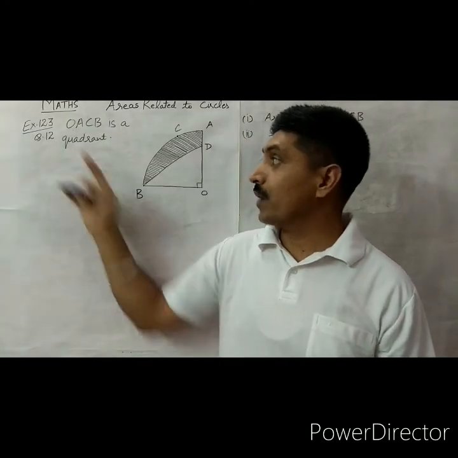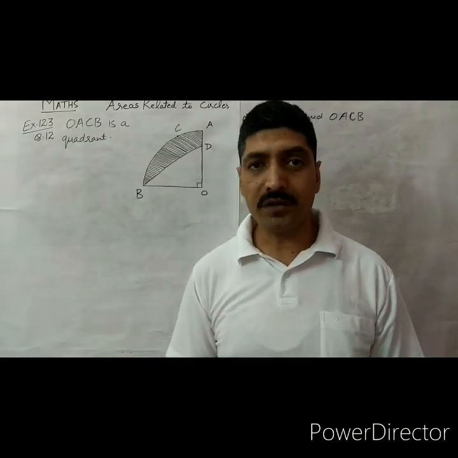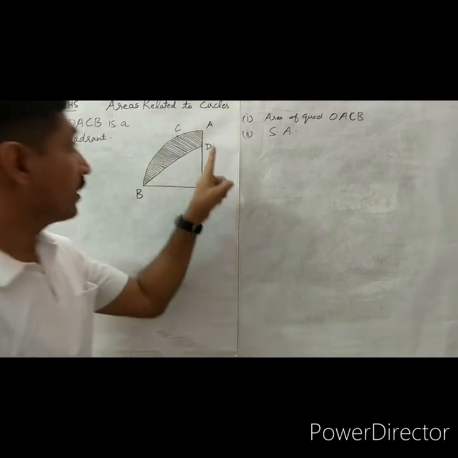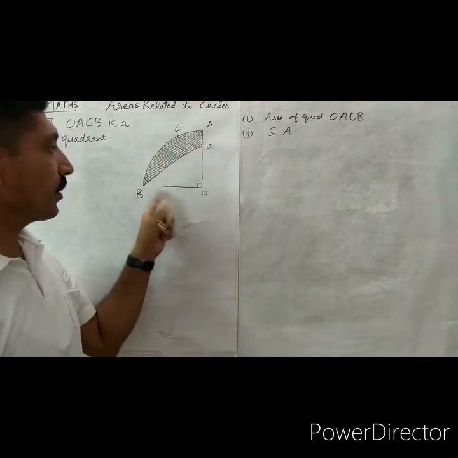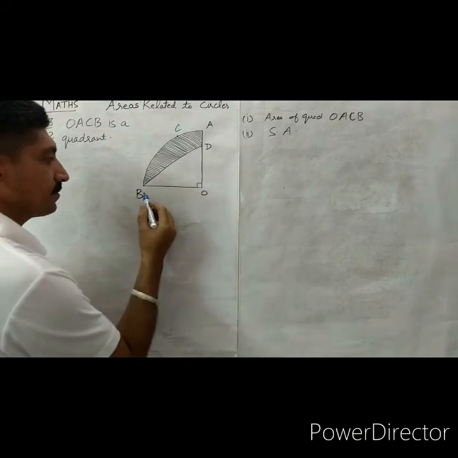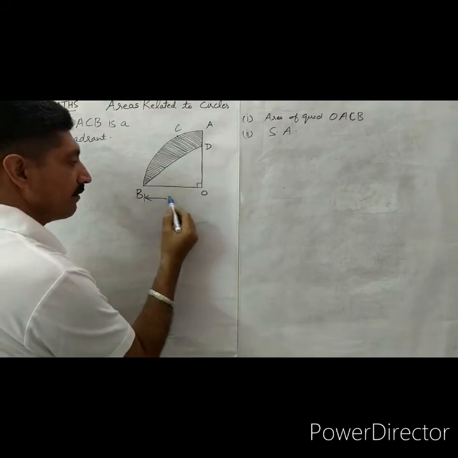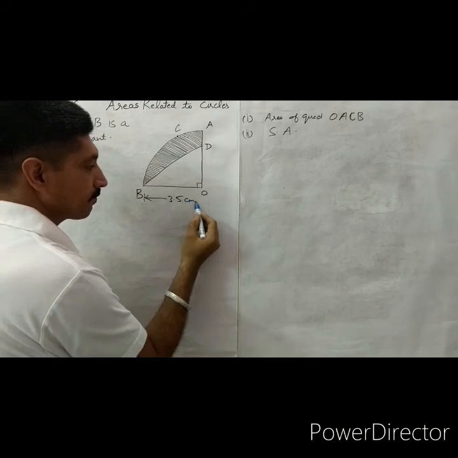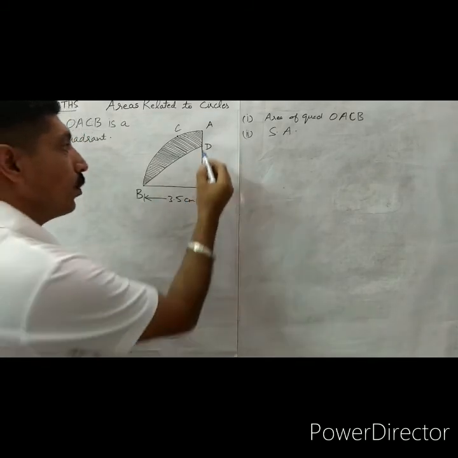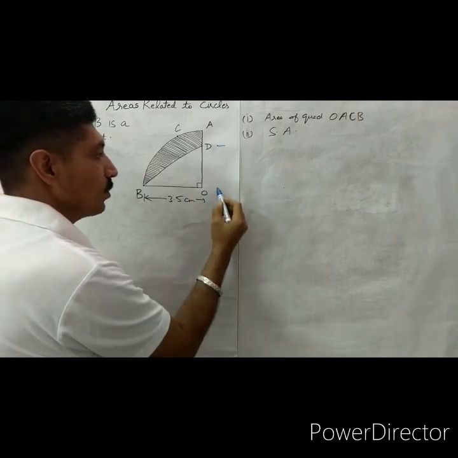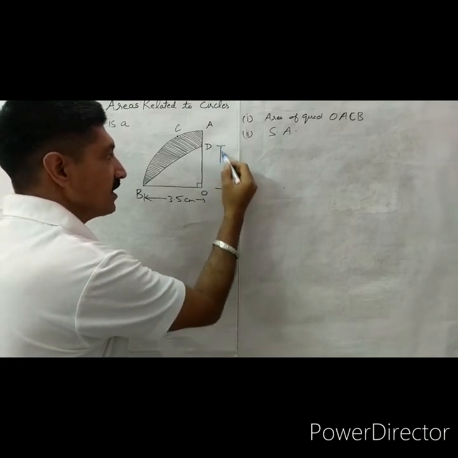Question number 12 here. A quadrant is given. OACB is a quadrant with a radius 3.5 centimeter, and here given OD is 2. This OD distance is 2 centimeter given.